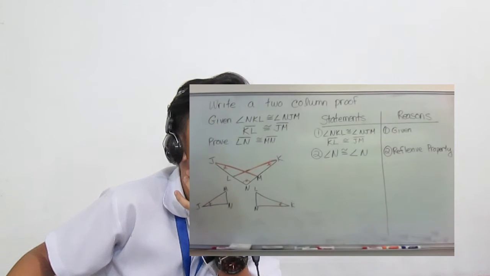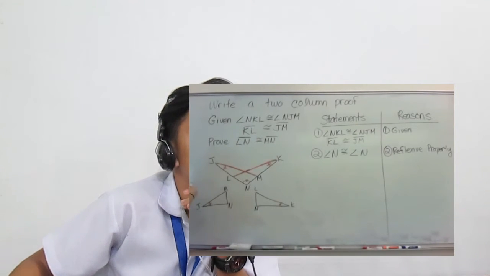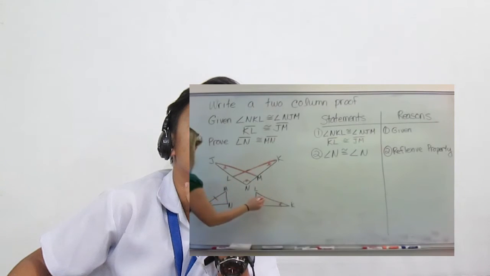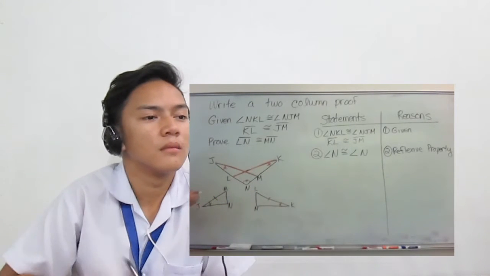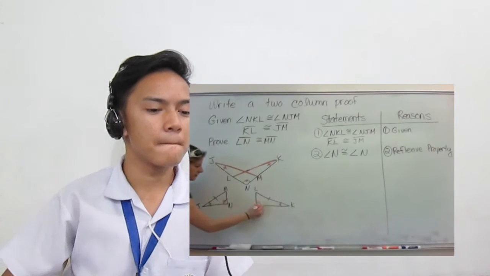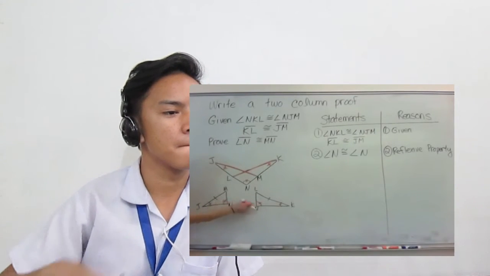Good. And we've got, what, two sides? So JM, good, is congruent to KL. Good. And then we made that comment about angle N being congruent to itself. So you see how angle N is in both?